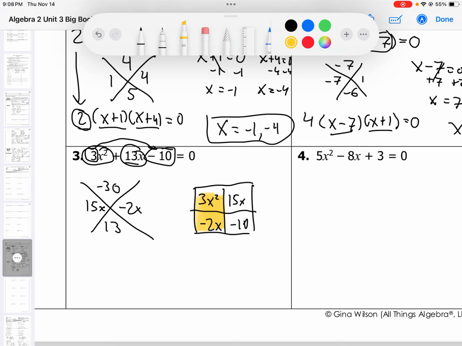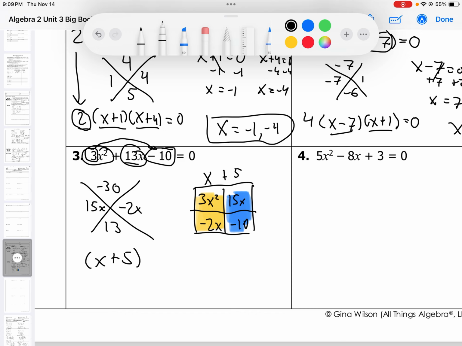From there, we're going to look to see what 3x squared and 2x have in common. That is going to go on top, and what they have in common is x. Then I want to see what 15x and negative 10 have in common, and that will also go on top of those. So 15x and negative 10 have 5 in common, and that will give me my first factor, which is x plus 5.